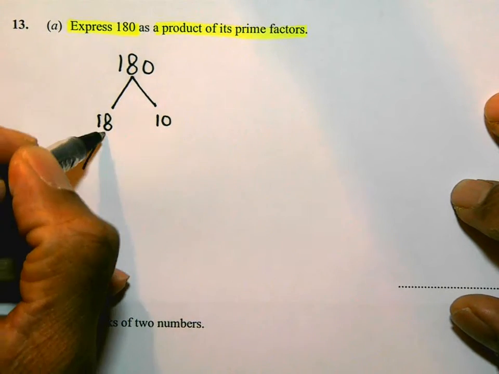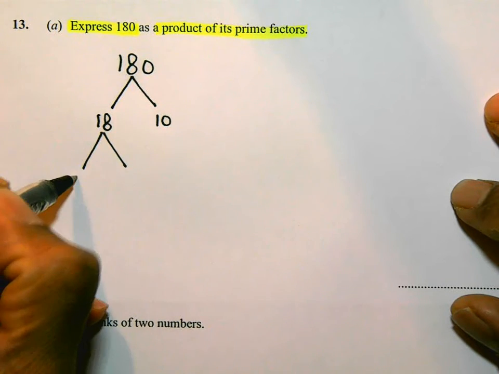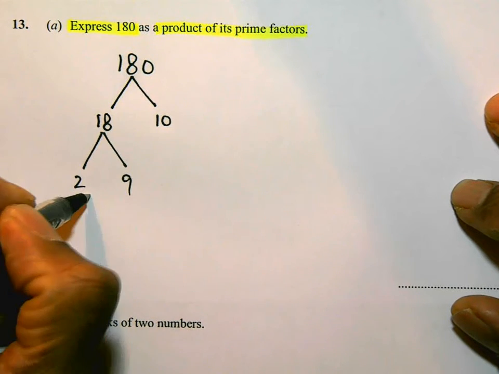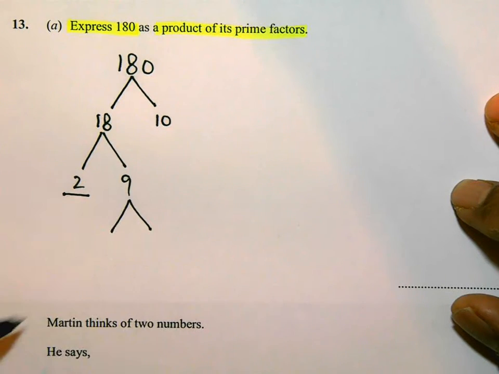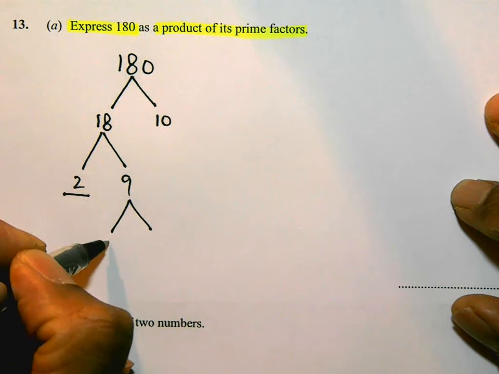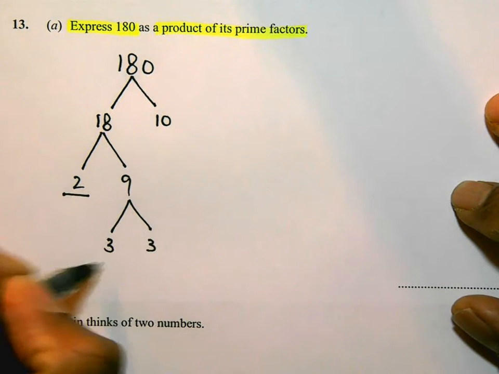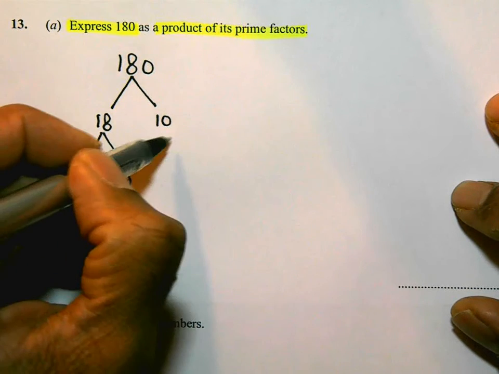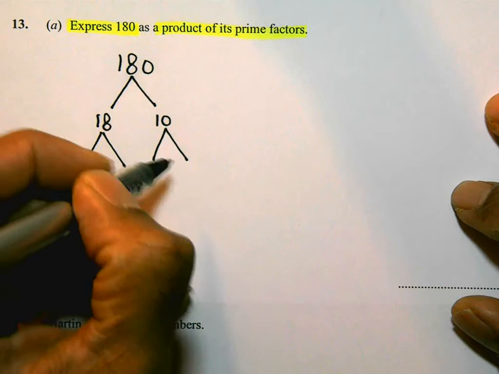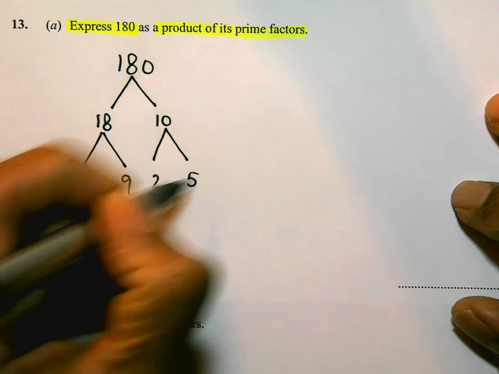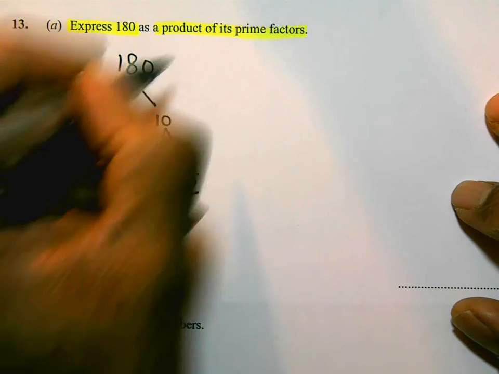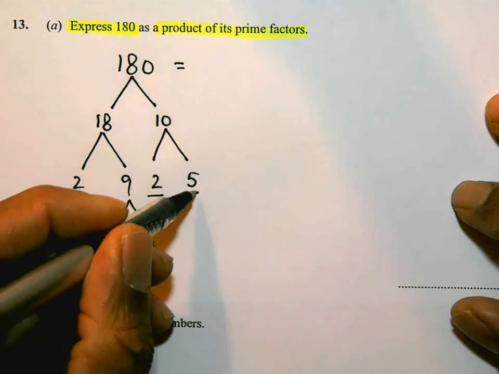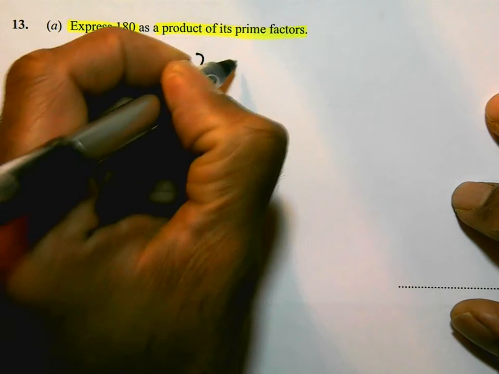and I'm going to get 2 times 9 is 18. 2 is a prime number, so I'm going to stop there, and I'm going to split the 9. 3 times 3 is 9, and both of those are prime, so I'm going to stop those branches there. I'm going to move back to the 10. 2 times 5 is 10, and both of those are prime as well. So 180 is 2 times 3 times 3 times 2 times 5.